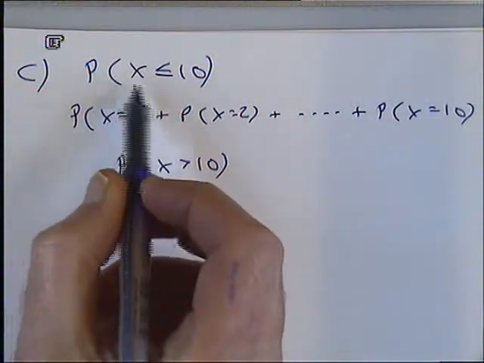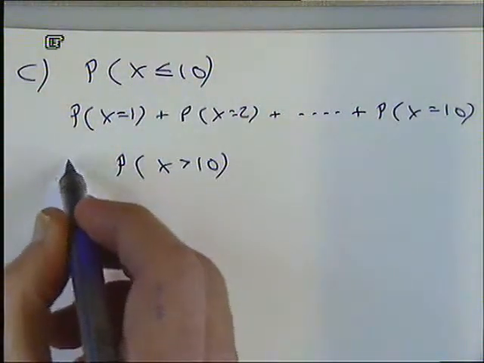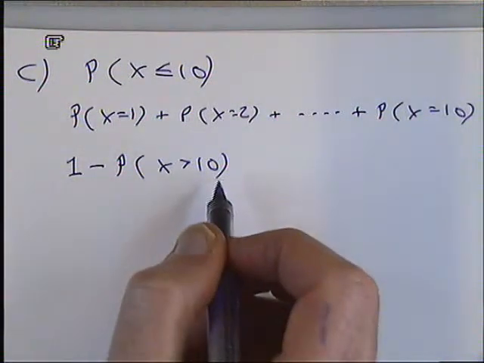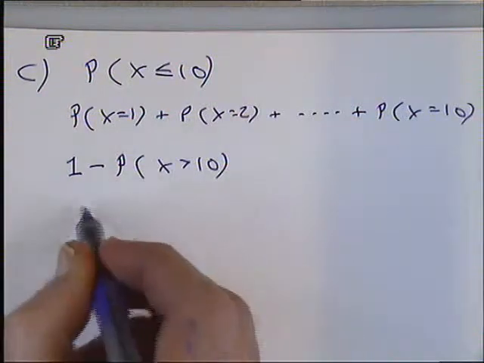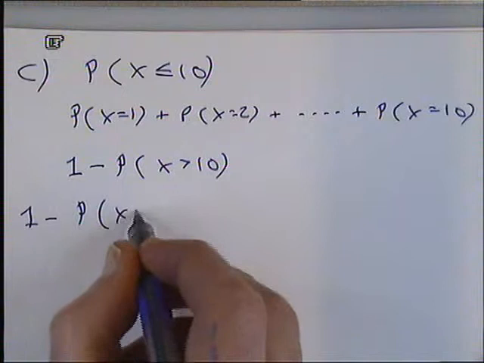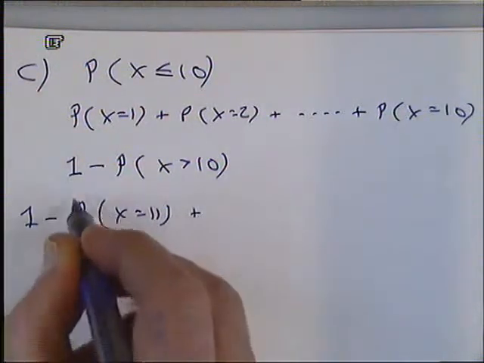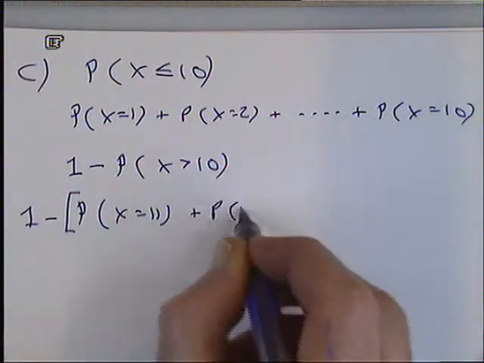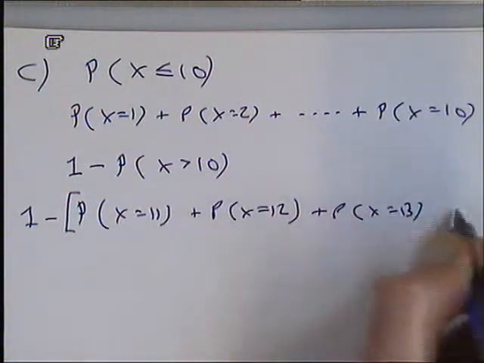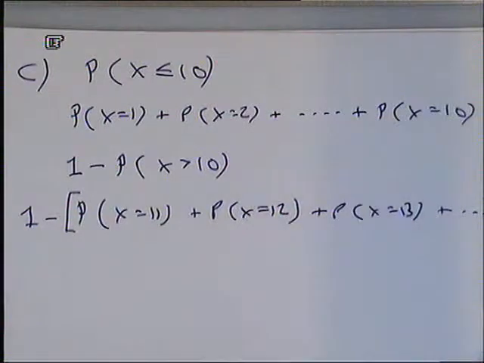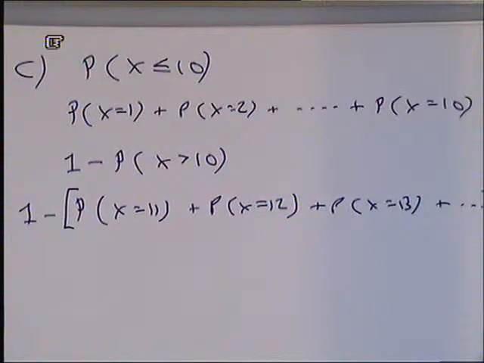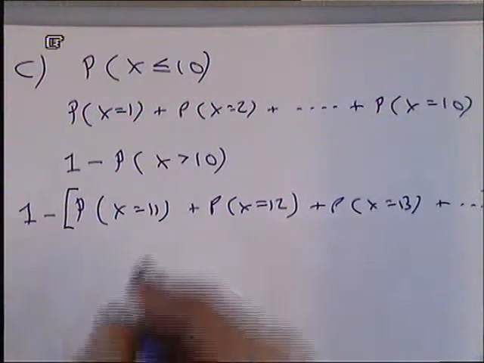So the probability of x is less than or equal to 10 is the same as 1 minus, because it's the opposite, x is greater than 10. In other words, 1 minus the probability that x is 11, I'm going to put a bigger bracket in there, or x is 12, or x is 13, and so on, all the way up to infinity. And this is a sum to infinity thing, which we can actually add up very easily.